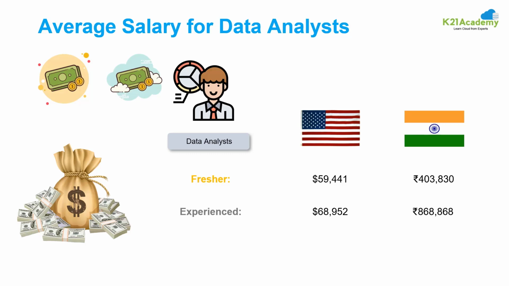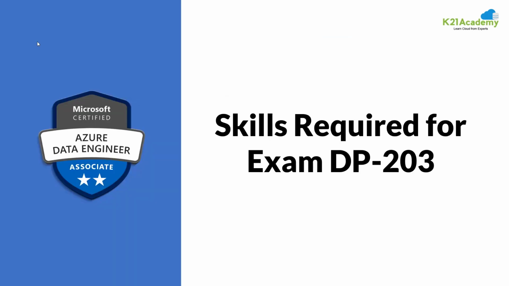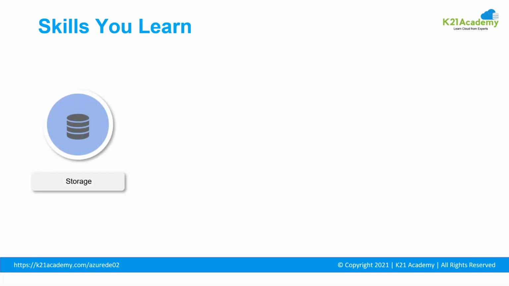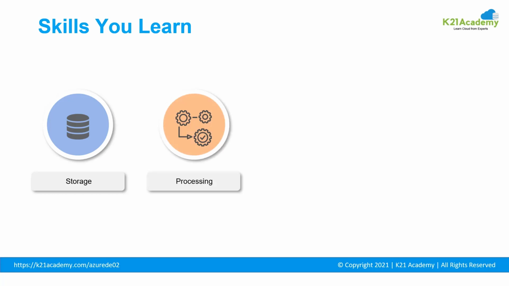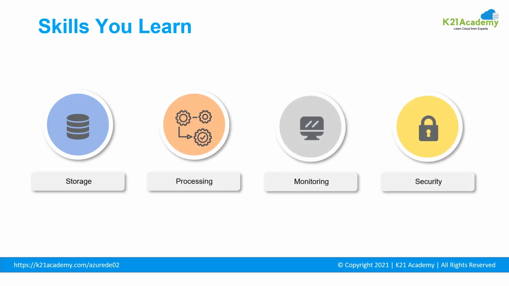The average salary for an experienced professional in India is 8,68,868 rupees per annum. Now let's see what are the skills required for DP-203 exam. So we will learn about storage, we will learn about processing, we will learn about monitoring, and we will learn about security. So let's look into all of these a little more detail.